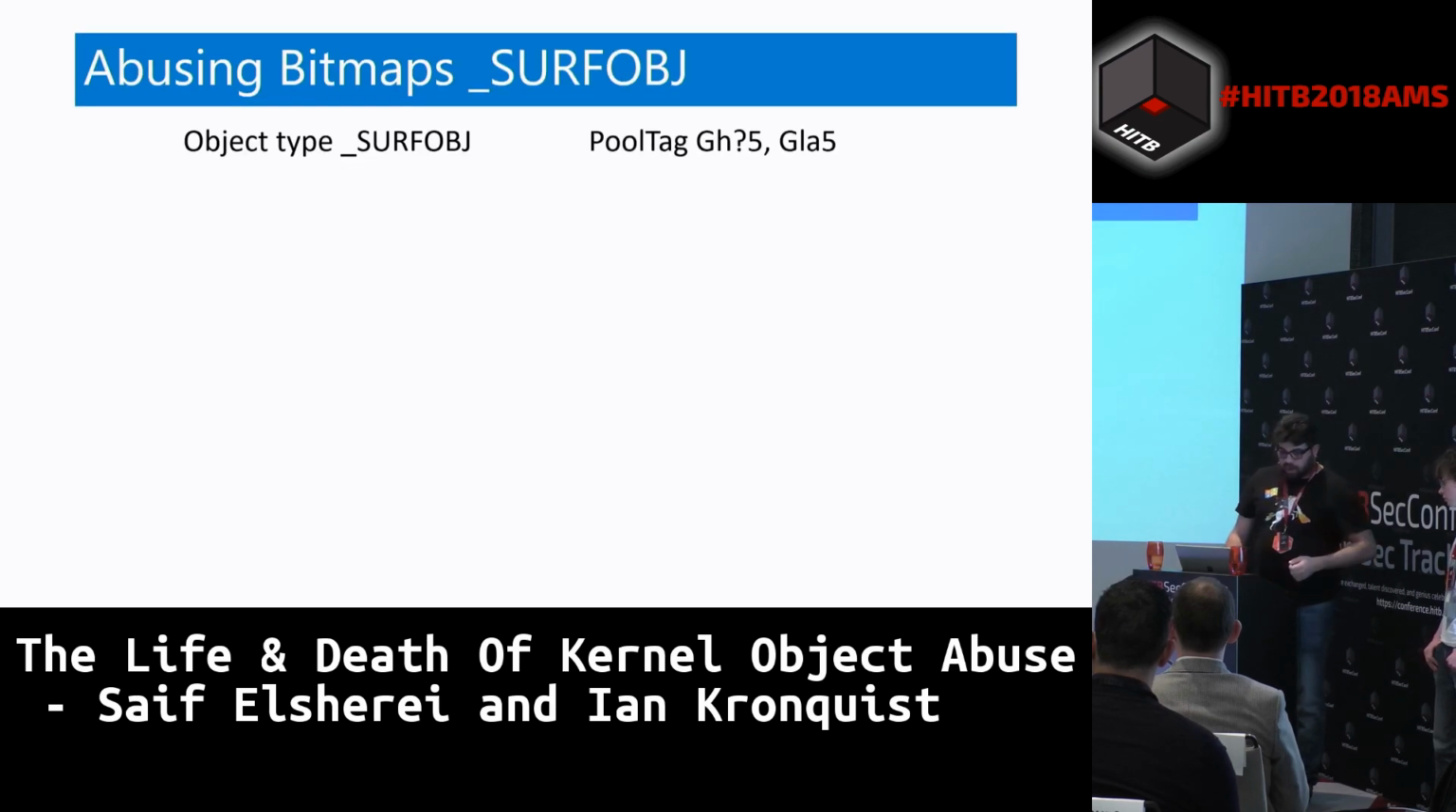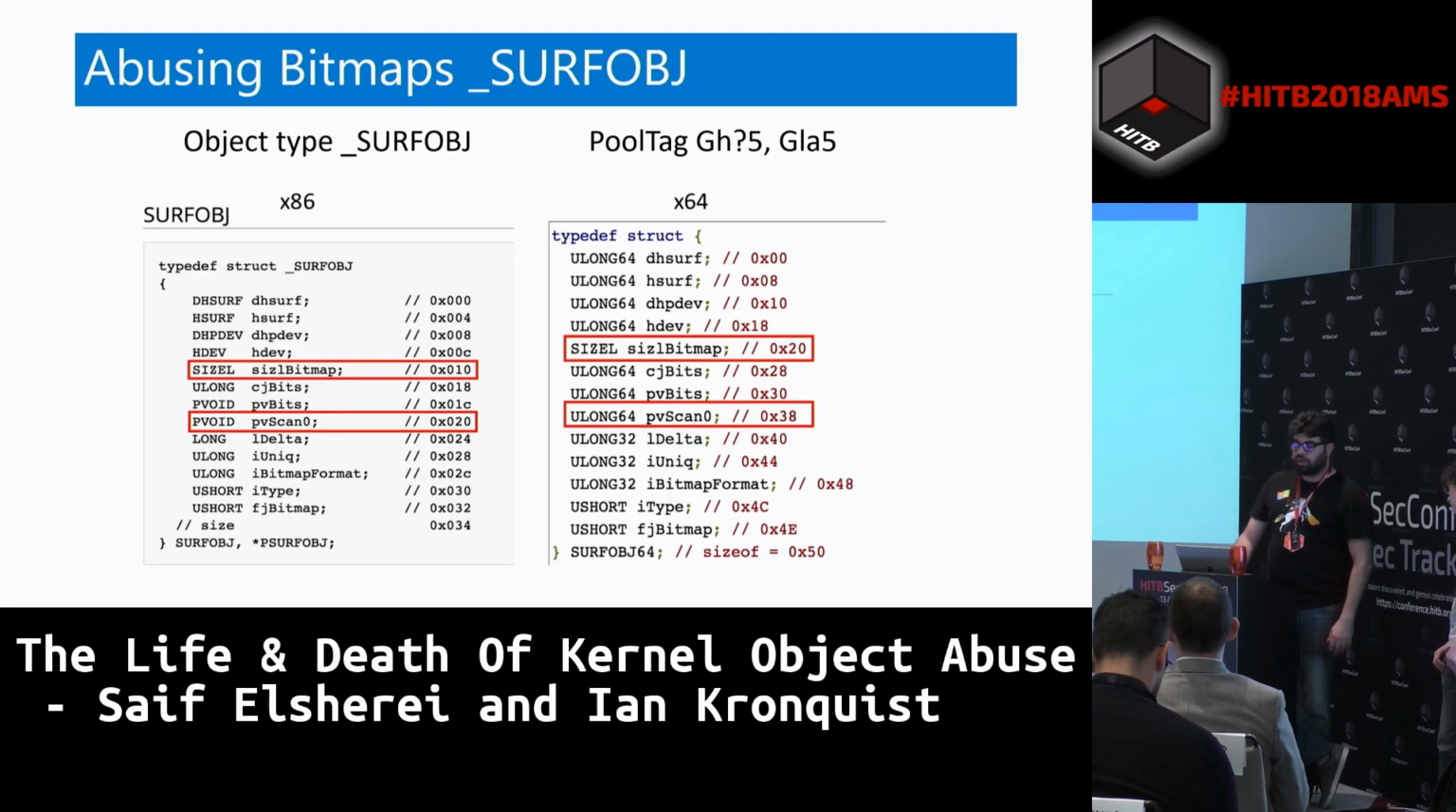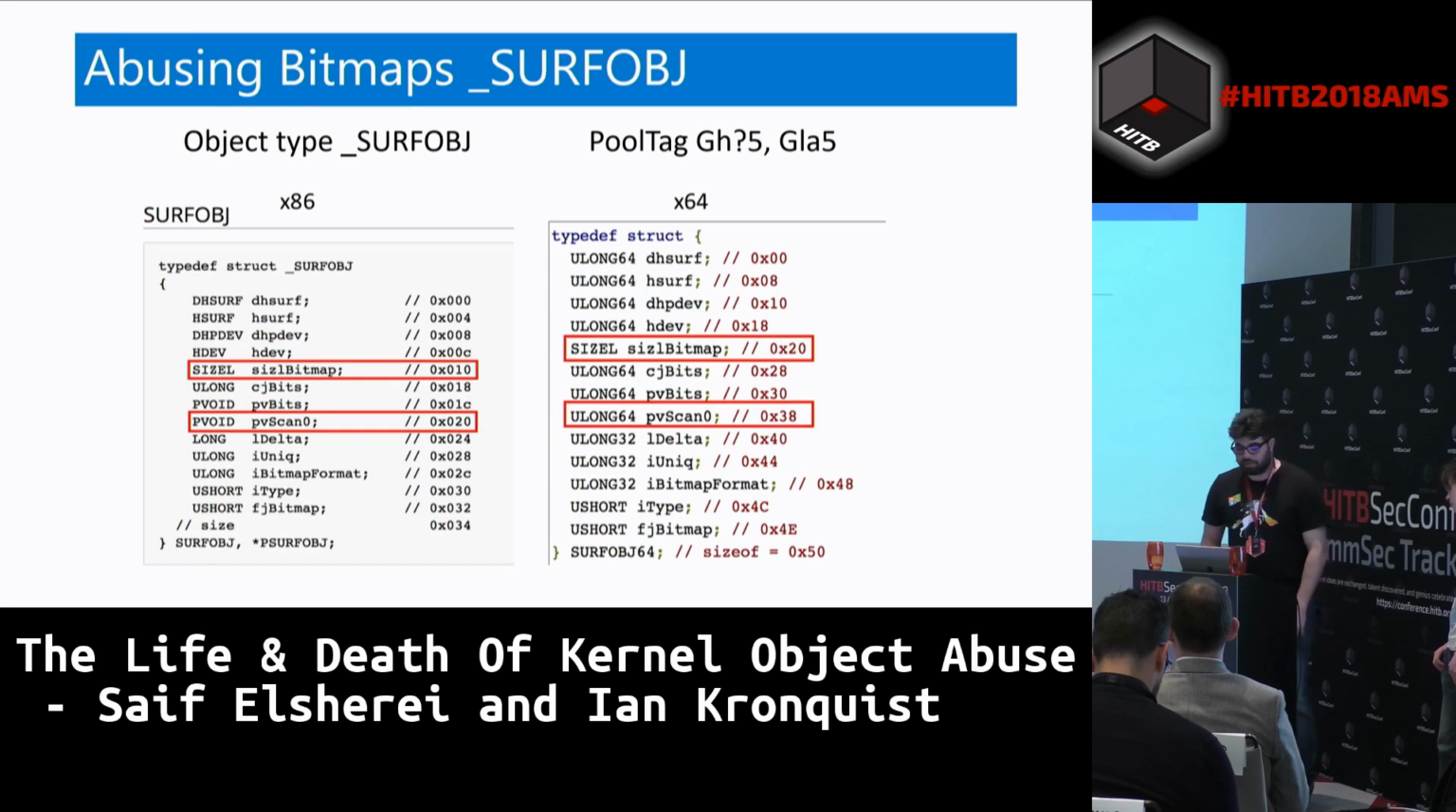So the bitmap object in kernel memory is actually dubbed SURFOBJ, and it has a pool tag in the object header of Gh05 or Gla5, depending on which memory location it gets allocated to. For Gla, it's lookaside lists, and Gh is the normal paged session pool. And this is how the object looks in kernel memory.